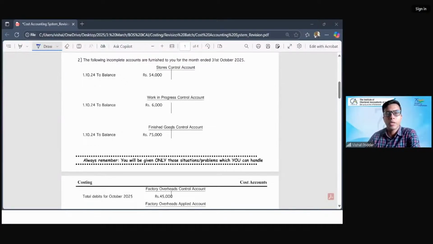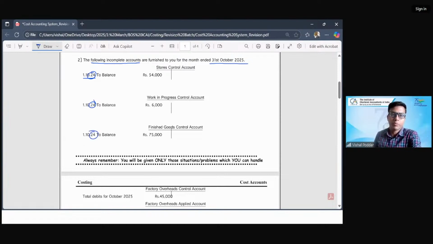So what is given? Following incomplete accounts are furnished. The period is October month. So firstly, you are given opening balances. Just correct it to 25. It is not 24. So the opening balances are 1st October 25. Since this is an incomplete record sum, you will not prepare all the ledger accounts here because you are not given the details of all the ledgers. So that is not required.